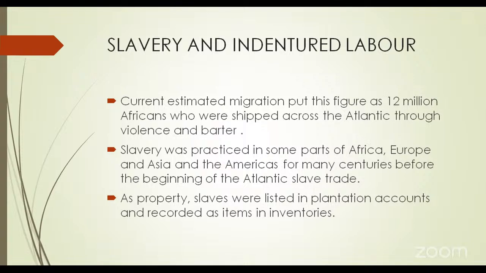Some parts of Africa, Europe, Asia, and America, for centuries. A lot of Chinese were shipped to America to build. Most of the railroad was built by Chinese. As property, slaves were listed in plantation accounts and recorded as items in inventories.